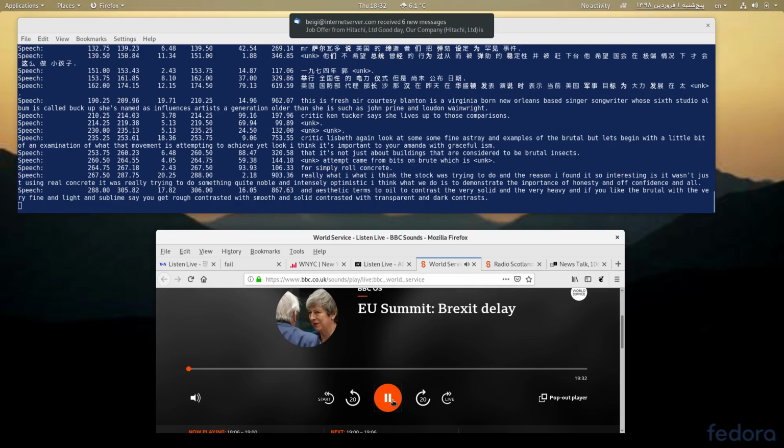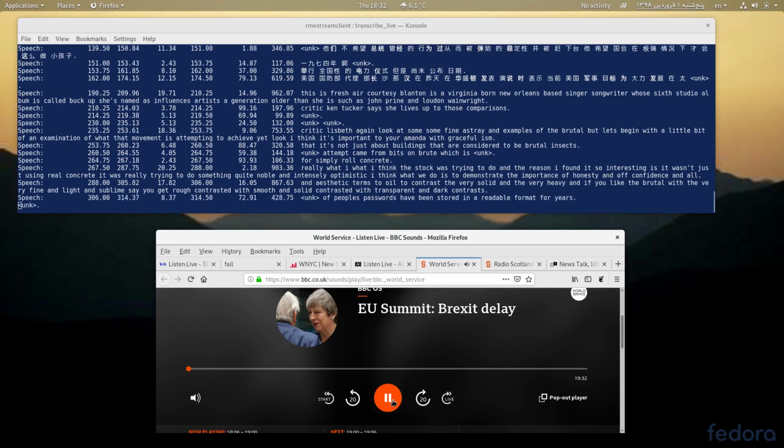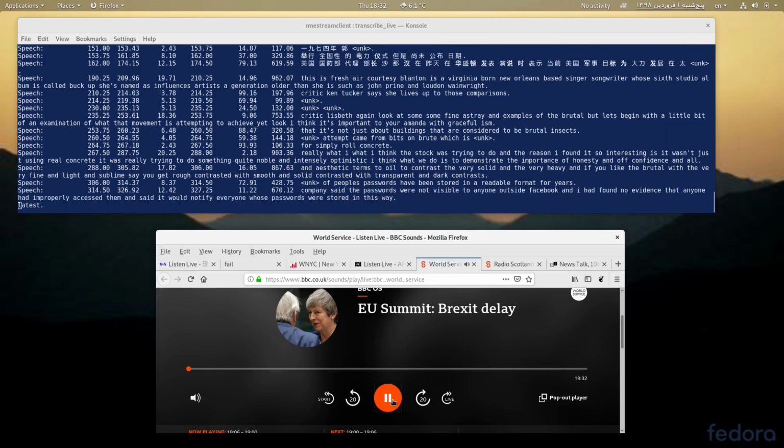Millions of people's passwords had been stored in a readable format for years. The company said the passwords were not visible to anyone outside Facebook, and they had found no evidence that anyone had improperly accessed them. It said it would notify everyone whose passwords were stored in this way. That's the latest BBC World Service News.